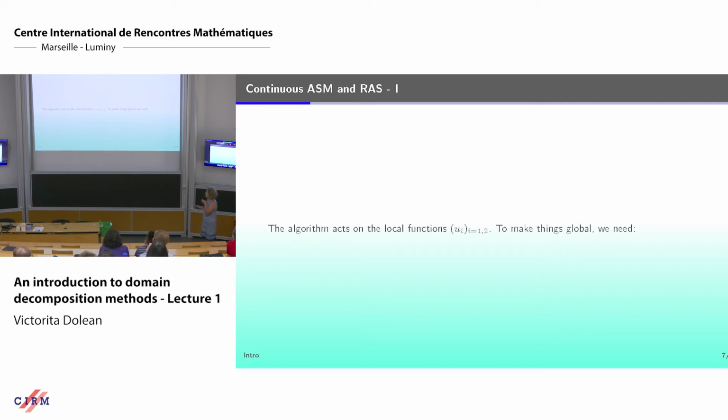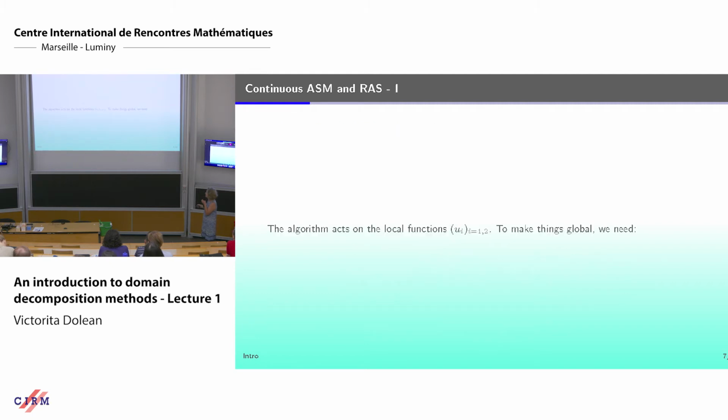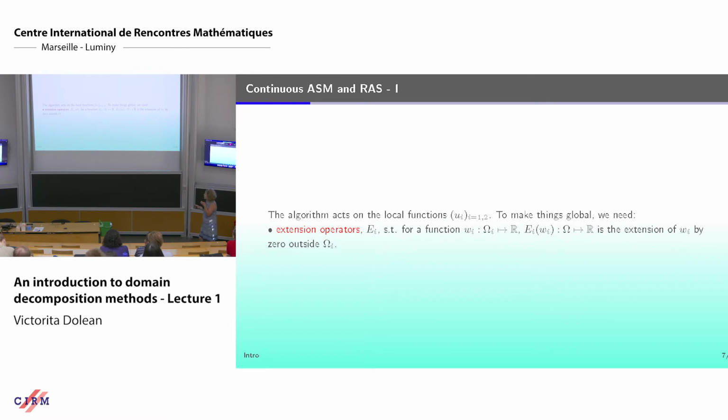So let's start. First of all, the algorithm acts on local functions. If you look here, local functions, that means u1 and u2 are the restriction of the global solution to the local domains. So that's why we call them local functions, right? I would like something that will be global. So I just want to write something globally, right?